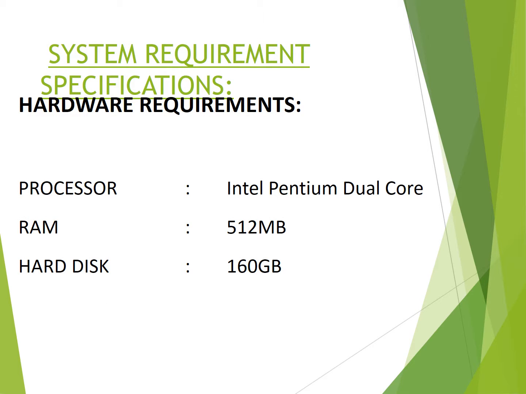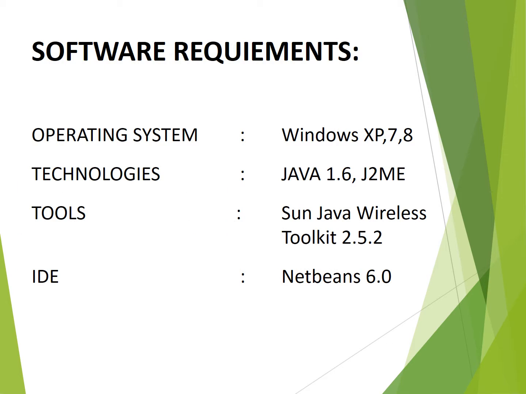And the system requirement specifications for our project: the hardware requirements are a processor, which should be Intel Pentium dual core, RAM of 512 MB, and a hard disk of 160 GB. And the software requirements are the operating system Windows XP. It is compatible with Windows XP, 7 and 8, and the compatible technologies are Java 1.6 and J2ME. The tool we are using is Sun Java Wireless Toolkit.